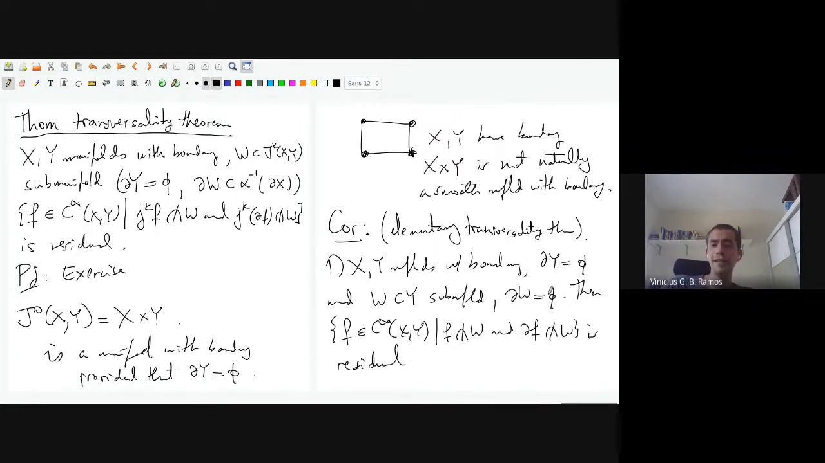And notice that the condition that the boundary of W is empty is similar to the condition here, because when W is a submanifold of Y, the submanifold that you want to look at for the zero jet space is really X times W. And if X has boundary, X times W will have boundary, and the boundary is going to be the boundary of X times W.